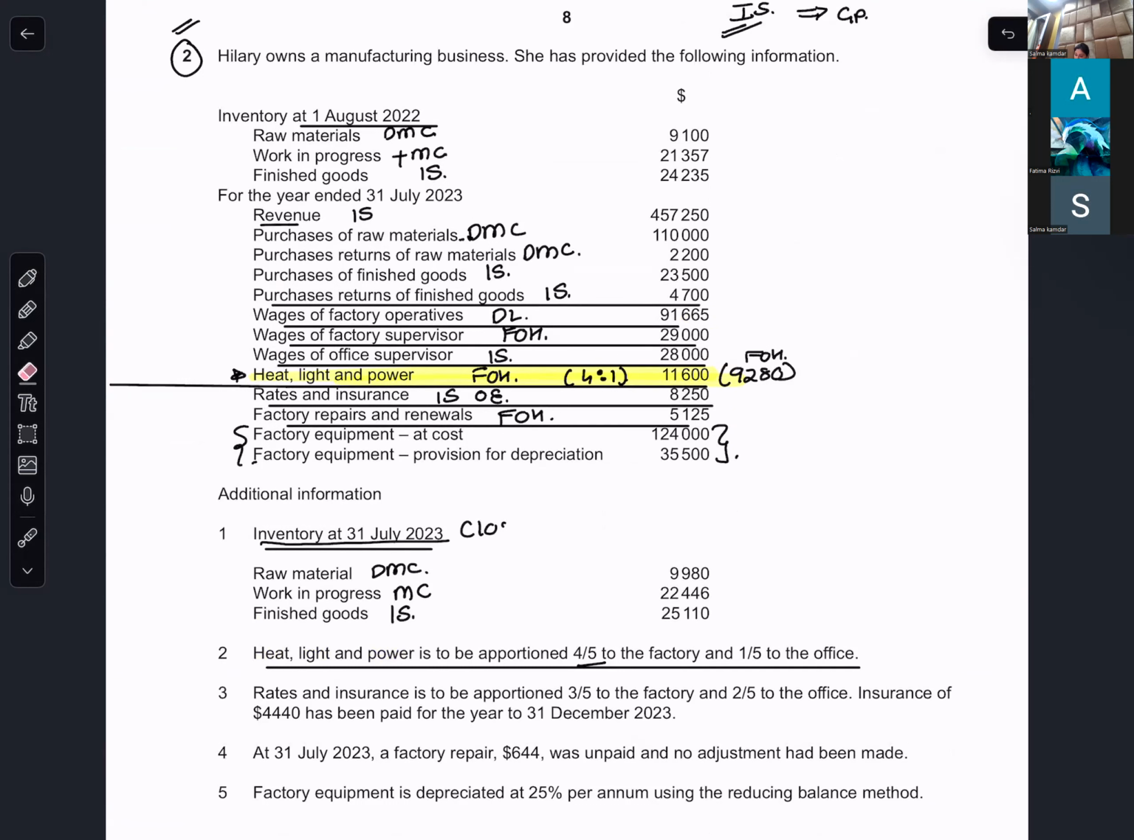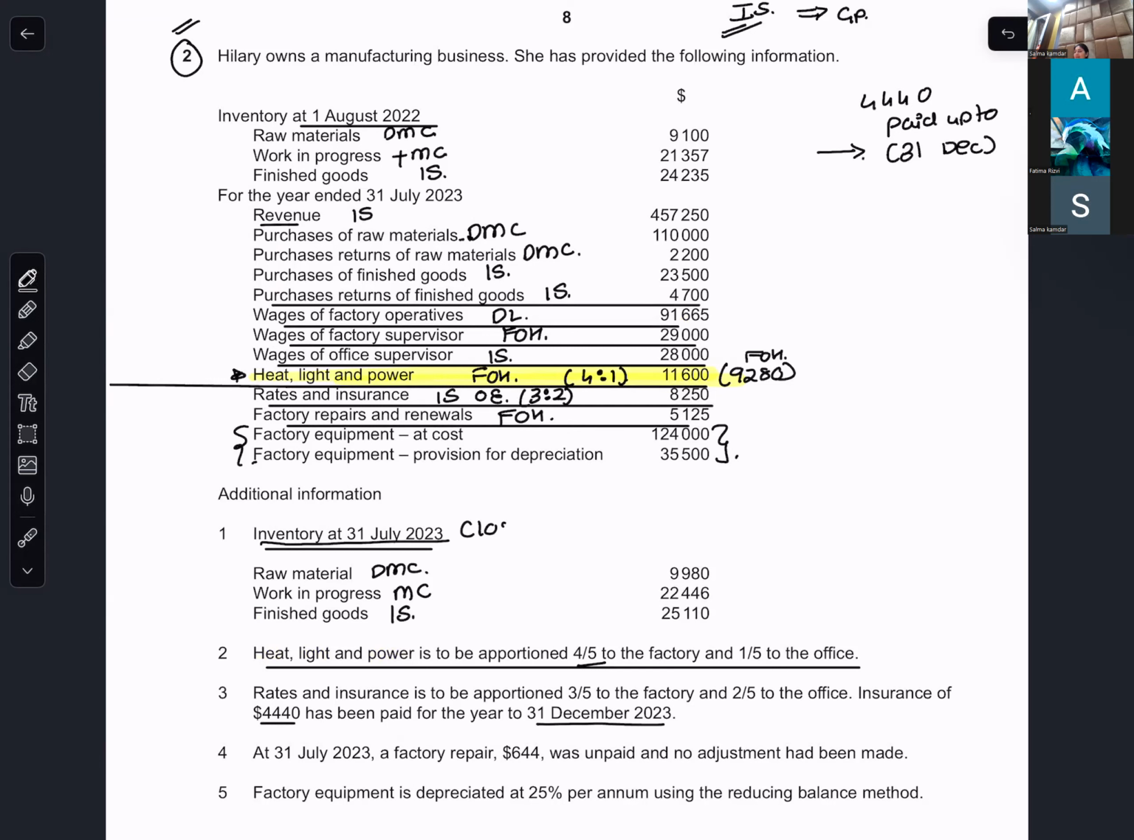Read the next adjustment. Rates and insurance is to be apportioned 3/5 to the factory and 2/5 to the office. So insurance of 4,440 has been paid for the year to 31st December 2023. So that means 4,440 is paid up to what date? It is paid up to 31st of December.